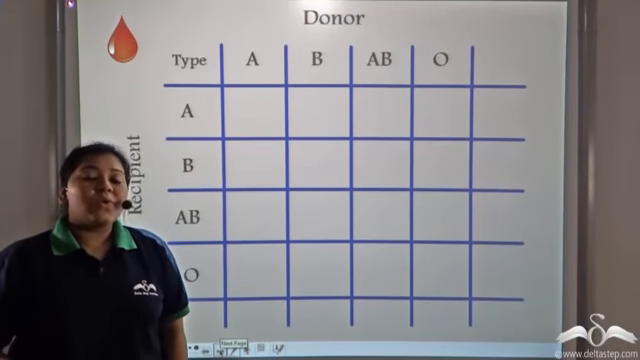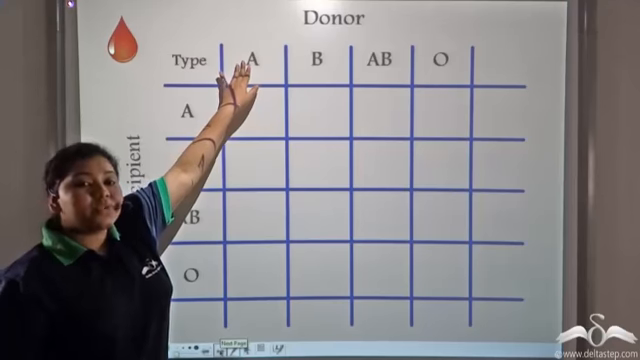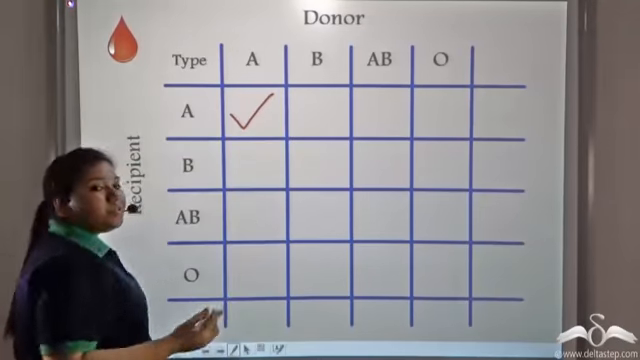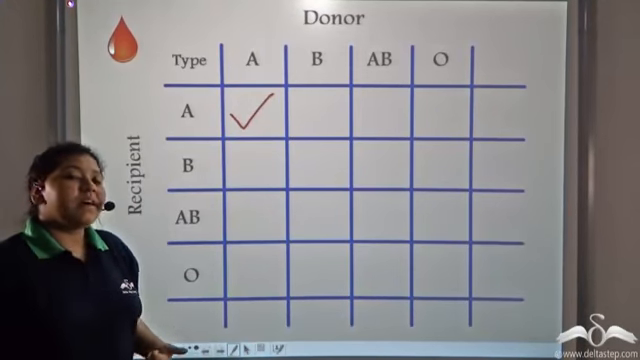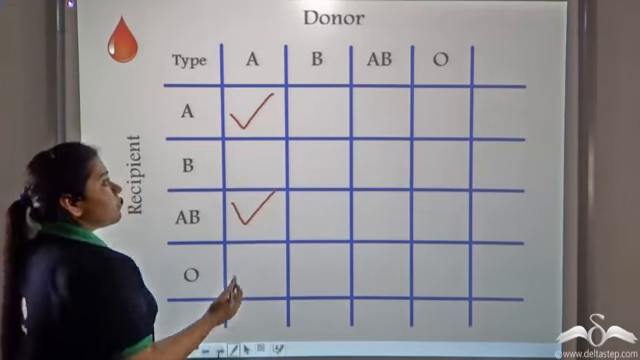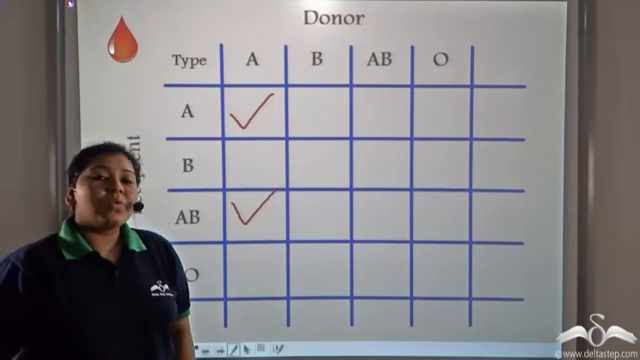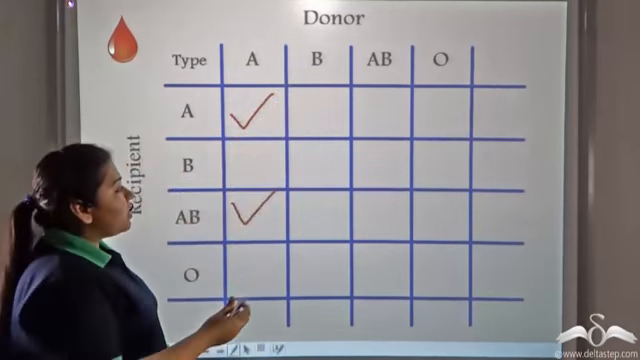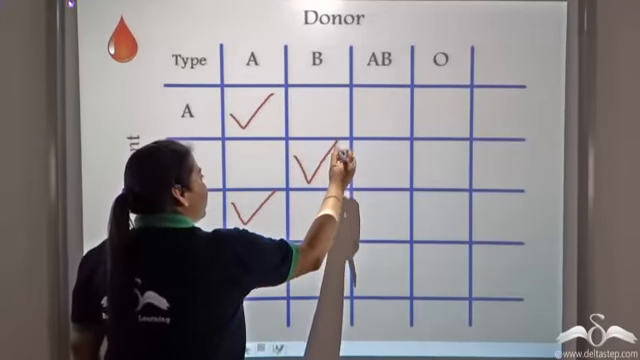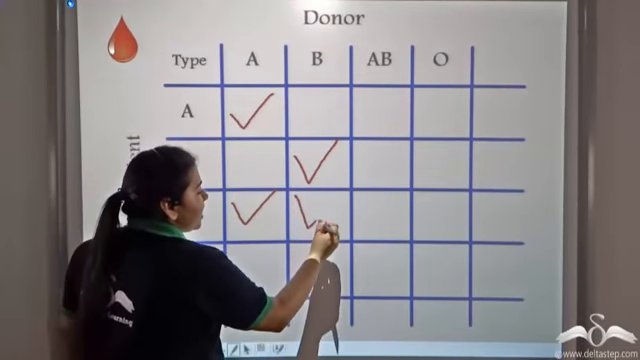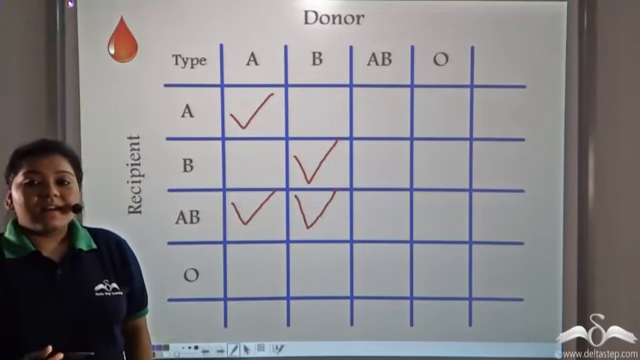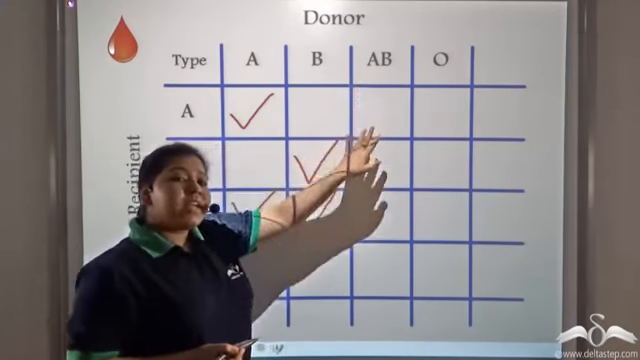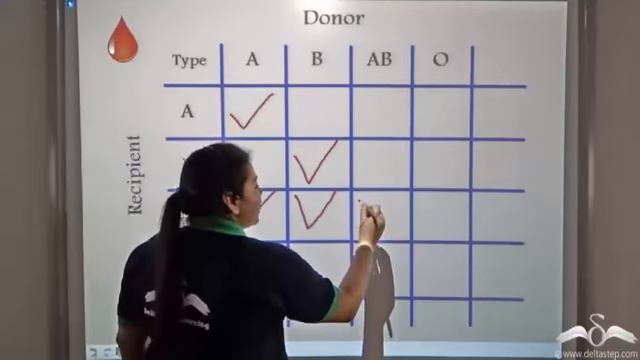A donor who has blood group A can donate blood to another man who has blood group A and to a man who is carrying AB blood in his body. A donor who is carrying B blood group in his body can donate blood to another man carrying B blood group and to a man who has AB blood group. A donor who has AB blood in his body can donate only to a person who has AB blood in his body.